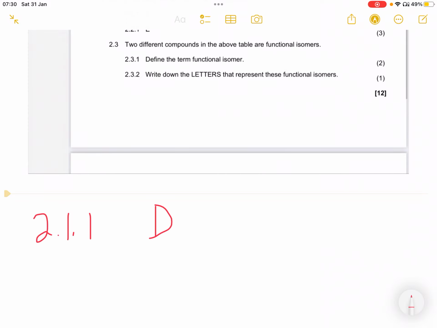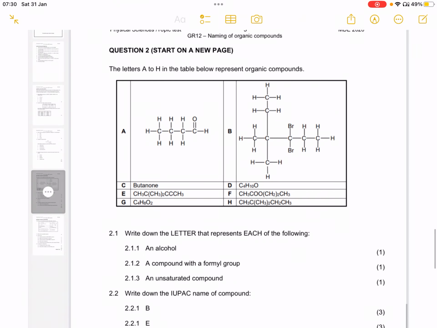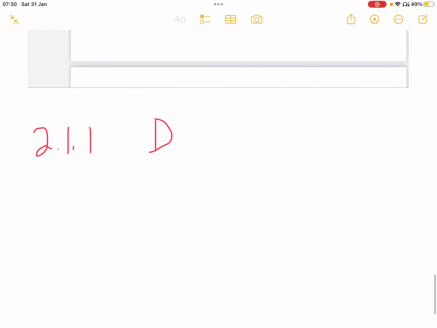Why is it D? Well, CnH2n+2O is one of the general formulas for alcohols, or you can say CnH2n+1OH. So that's the reason that I gave it to D.